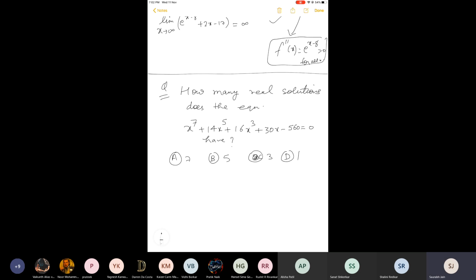Yes, any one of you. Why not any even number option? Because imaginary roots are always present in pairs. Good. This is the reason.